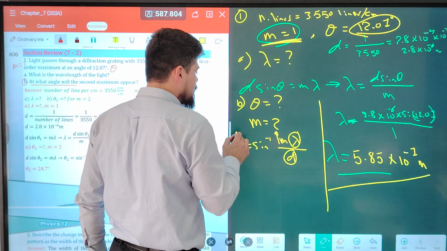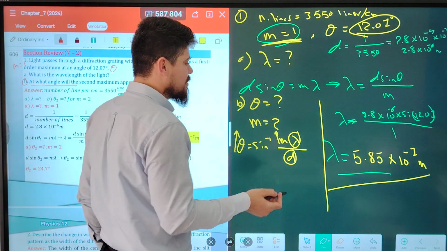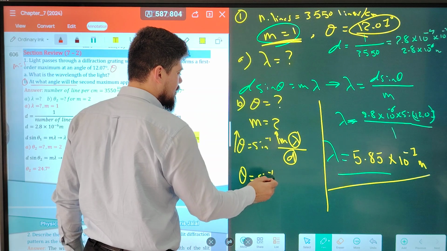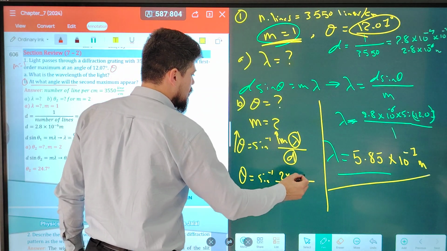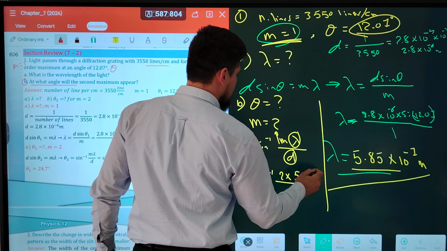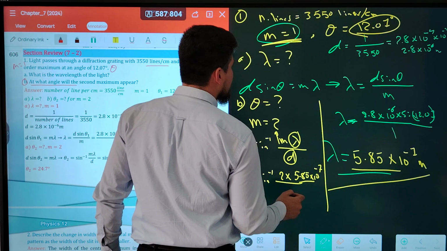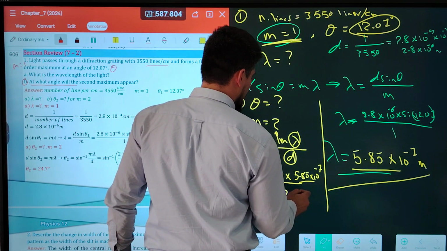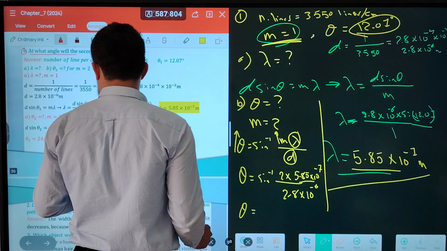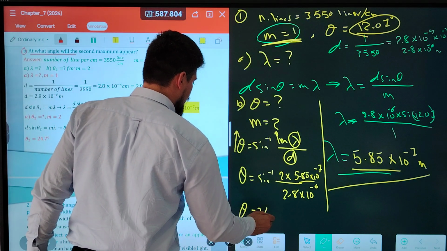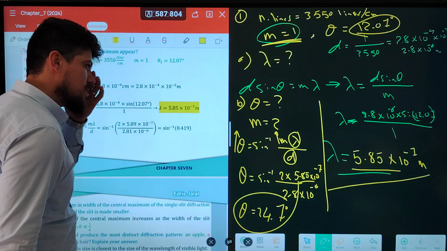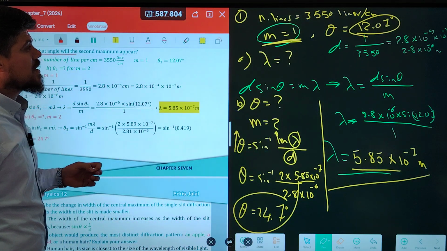When m increases, what happens to the angle? The angle of diffraction also increases at constant wavelength and distance between the gratings. Sine inverse, m is 2, the wavelength is still the same, 5.85 times 10 to the power negative 7 over the distance between the gratings 2.8 times 10 to the power negative 6. Theta is equal to, it should be more than 24.7, approximately twice the theta at m equal to 1.